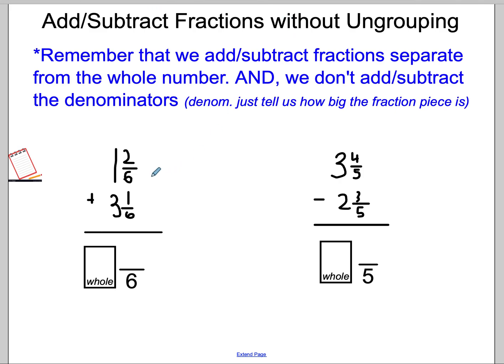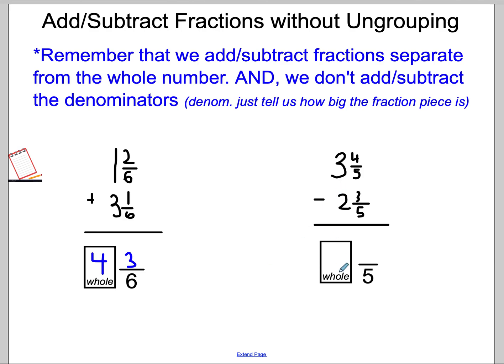Okay, you're back, so hopefully you worked on these equations and you noticed you didn't have to do any regrouping. Let's do the whole numbers first this time. 3 plus 1 gets us a whole number of 4. And then 2/6 plus another 1/6 would get us 3/6. So if you get 3/6 and a 4 whole, great.